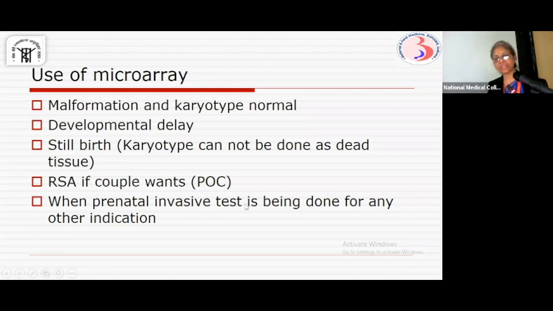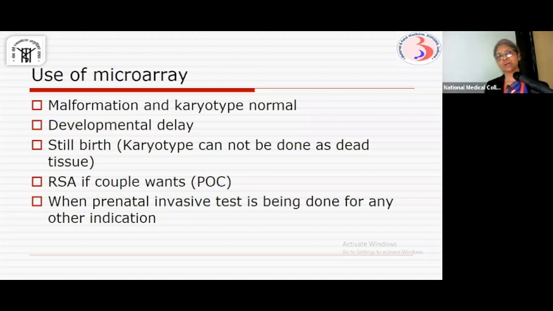Then, when a prenatal invasive test is being done for any other indication, this is the new indication. For example, the woman is at high risk for having a Down syndrome baby. Now you have done the test and Down syndrome is negative. You have the fetal sample in the system. The current guideline is coming up that the same tissue can be subjected to microarray, and an additional 1 to 2%, in our experience 3.6%, additional abnormality can be picked up by doing a microarray analysis.